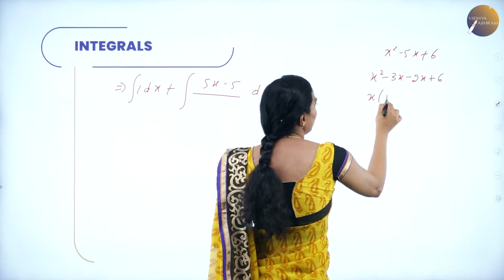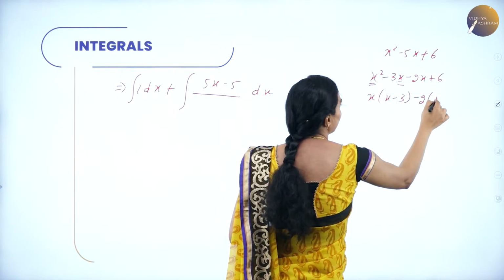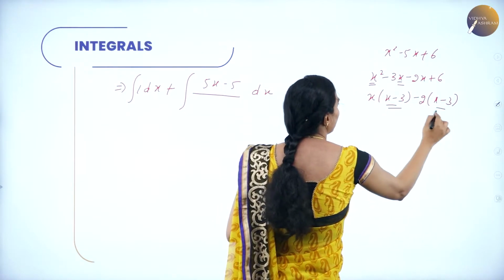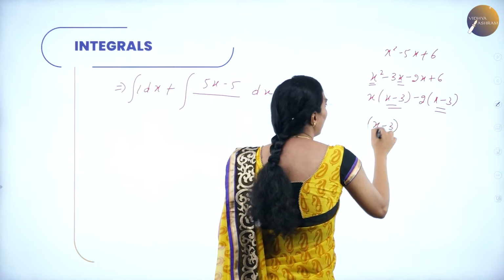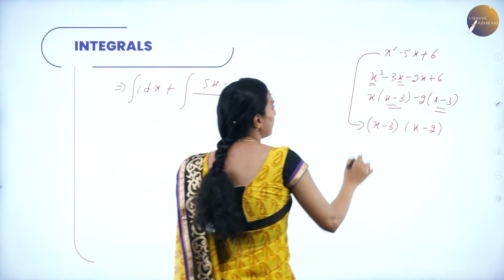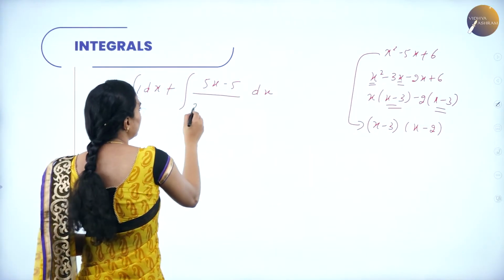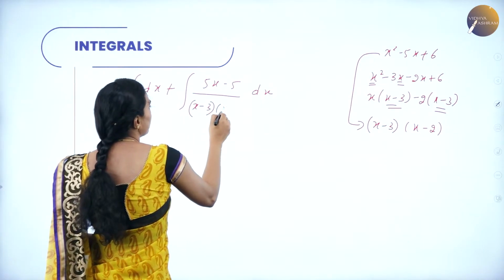Otherwise, x into x minus 3, you can take x common factor, here minus 2 common factor, x minus 3, and then taking x minus 3 common factor, you are going to get it as x minus 2. Therefore, you can write x squared minus 5x plus 6 as x minus 3 into x minus 2. Writing it here, x minus 3 into x minus 2.